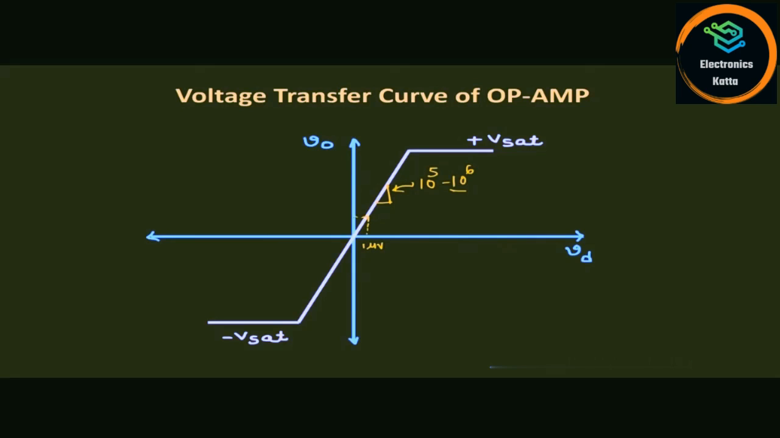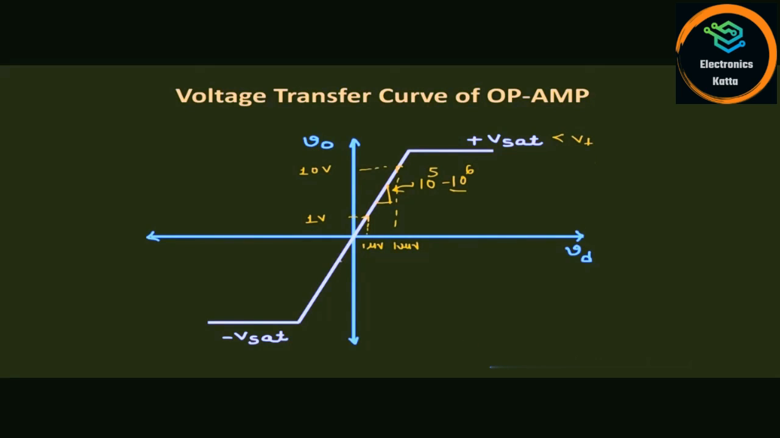Then at the output we should get 1 volt of signal. Likewise, if we apply 10 microvolt of signal, then at the output we will get 10 volt. But as we increase this input signal, you will find that after some value of input signal, the output will get saturated to the value plus Vsat, which is less than the positive biasing supply. So as soon as the input voltage goes beyond a certain value, the output will get saturated to the plus saturation voltage.